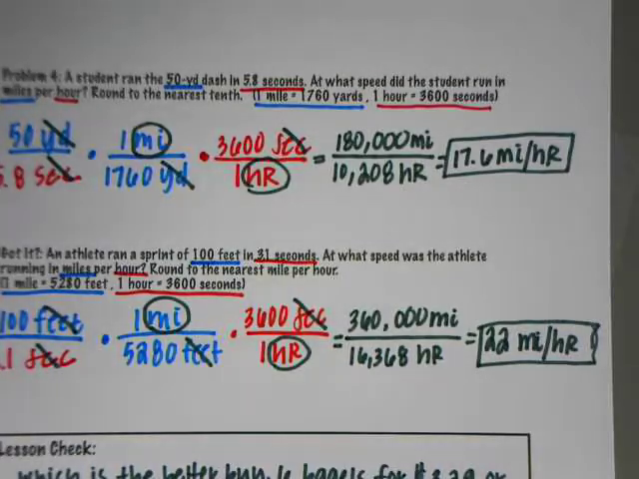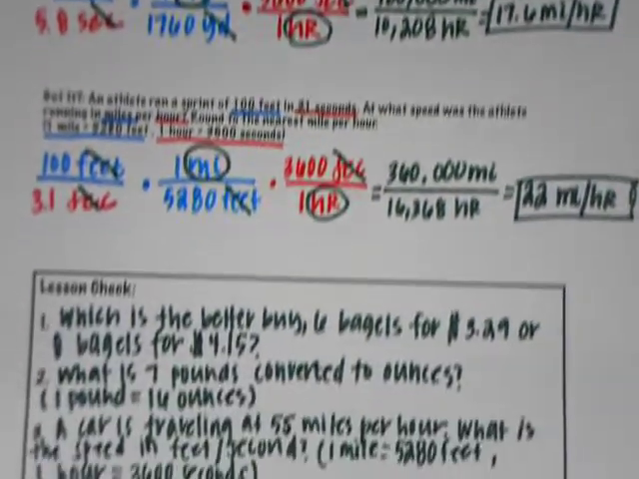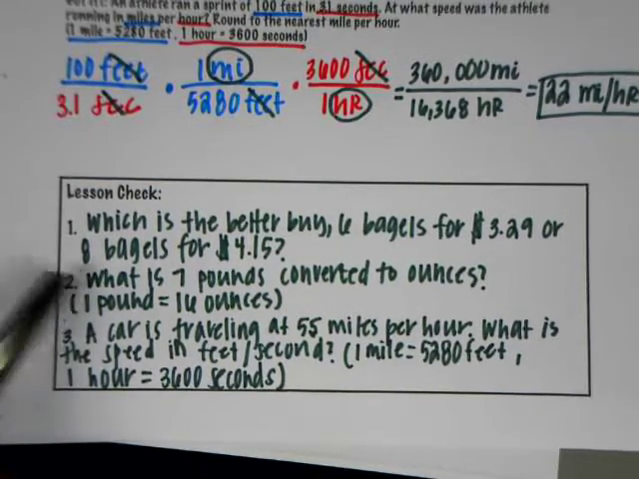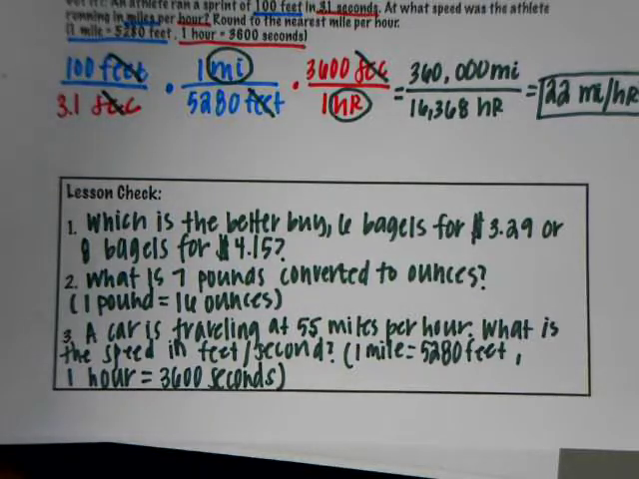Cool, so here's your lesson check. So the first one, you don't have to write down the problems if you don't want to, because you have access to these on Google Classroom. You can always pull them up if you needed to read the problems, okay? So just do the problem. Which is the better buy, 6 bagels for $3.29 or 8 bagels for $4.15? What is 7 pounds converted to ounces? So that's just your single conversion with the 1 on the bottom. And then a car is traveling at 55 miles per hour. What is the speed in feet per second? Okay, that's your double, like we just did. Okay, so go ahead and get those done. Again, you do not necessarily have to write down the problem. You have access to these notes, or you could go look at the problem again if you had to.